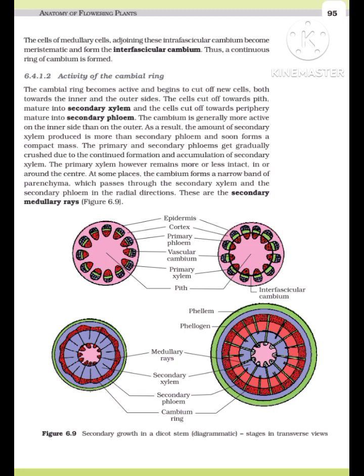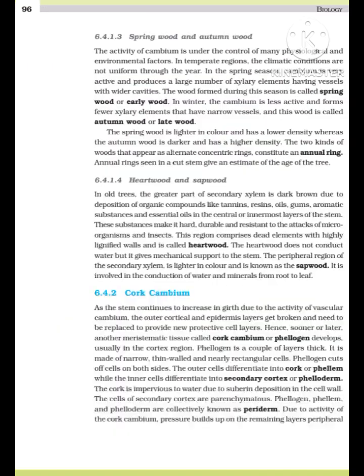Figure 6.9 Secondary growth in a dicot stem, diagrammatic, stages in transverse views. 6.4.1.3 Springwood and autumnwood. The activity of cambium is under the control of many physiological and environmental factors. In temperate regions, the climatic conditions are not uniform through the year. In the spring season, cambium is very active and produces a large number of xylary elements having vessels with wider cavities. The wood formed during the season is called springwood or early wood.